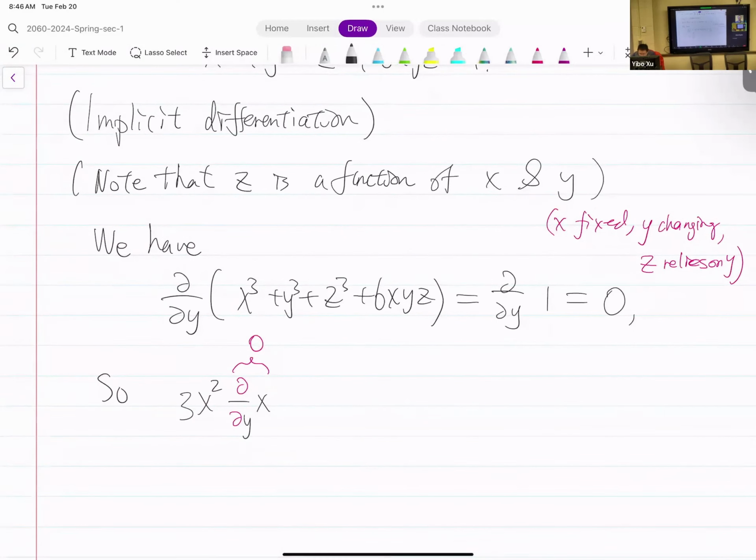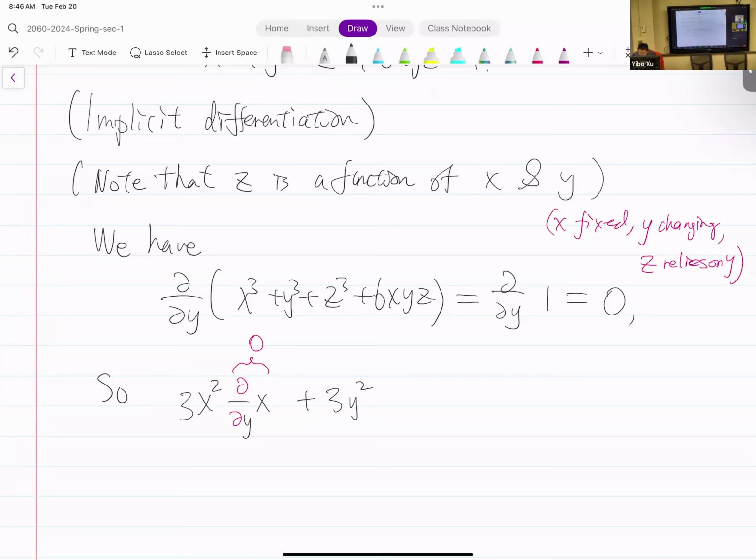Now let's think about the second term. It's y cubed, right? y cubed is straightforward because we are doing the partial with respect to y. So we just do that. This is a power function, so power rule: 3y squared. We don't really have to do anything further.